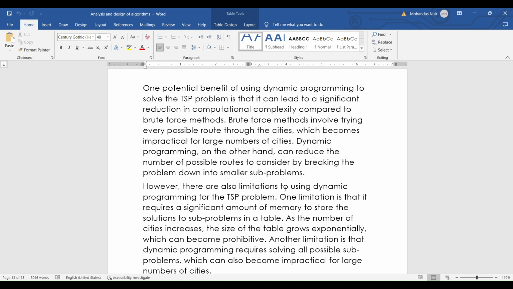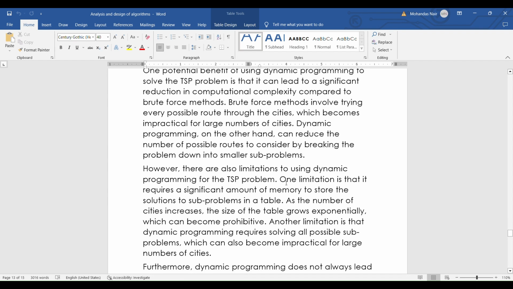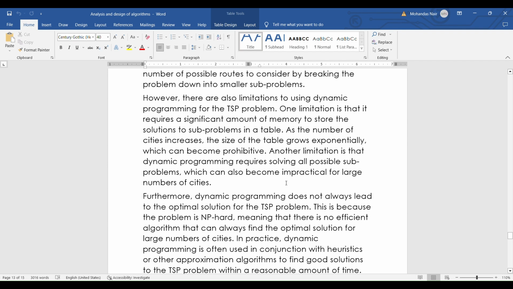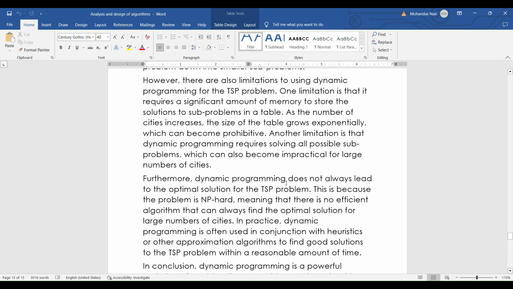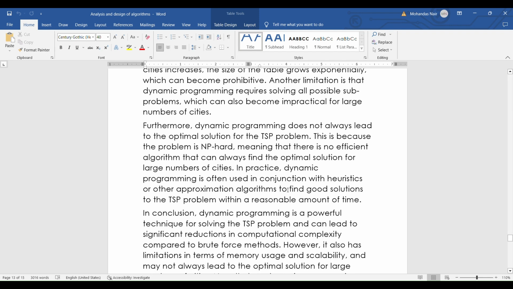However, there are also limitations to using dynamic programming for the TSP problem. One limitation is that it requires a significant amount of memory to store the solutions to subproblems in a table. As the number of cities increases, the size of the table grows exponentially, which can become prohibitive. Another limitation is that dynamic programming requires solving all possible subproblems, which can also become impractical for a large number of cities. Furthermore, dynamic programming does not always lead to an optimal solution for the TSP problem.